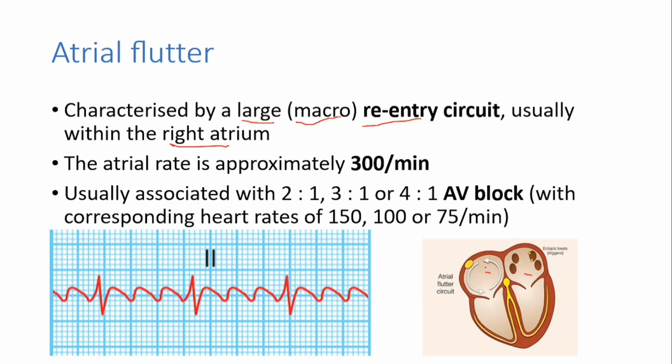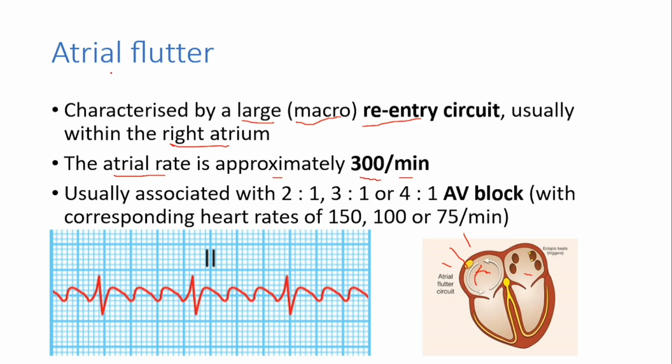Within the right atrium this re-entry circuit appears for some reason, and it causes the atria to contract. So these ectopic beats appear within the right atrium, and this causes the atria to contract at a very rapid rate. In atrial flutter, the atrial rate is approximately 300 beats per minute. So the atria contract at a rate of approximately 300 beats per minute.